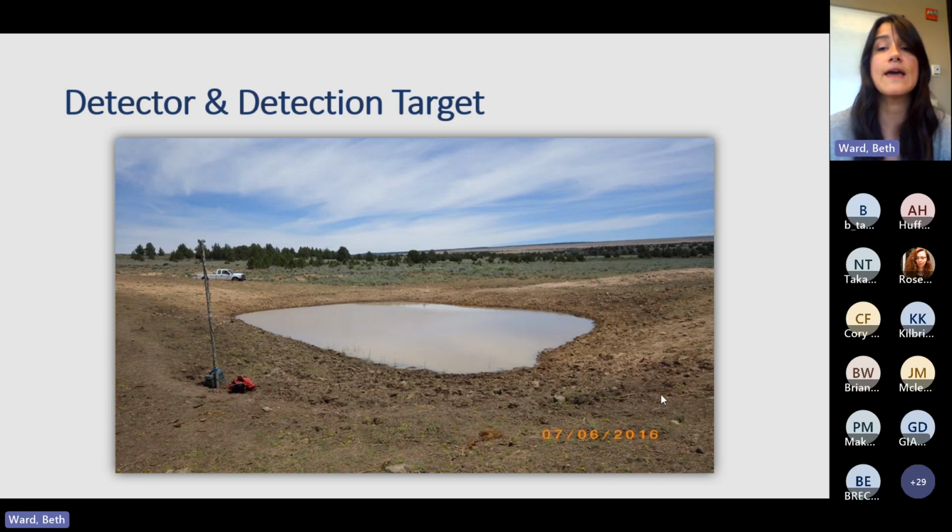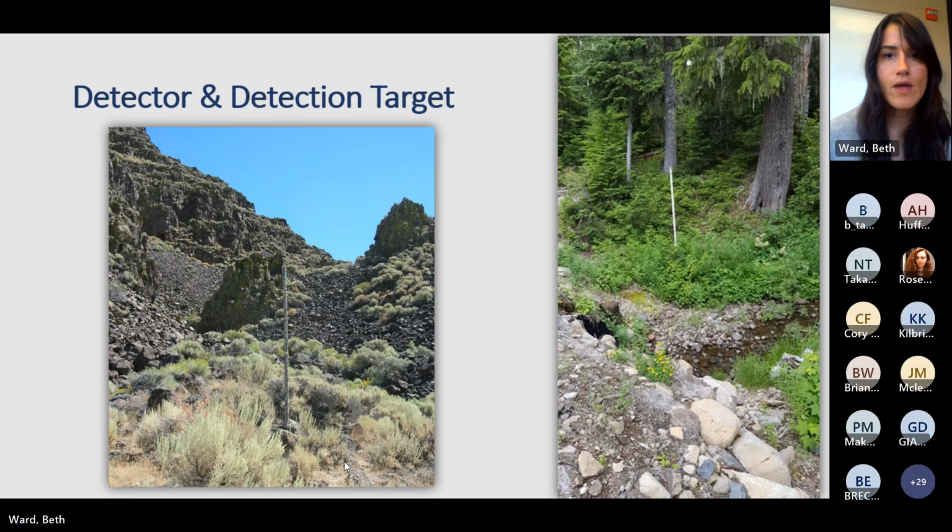And so to be able to look at habitat and detector location and link it with the call quality data is important to us. So here's a good example. You have detection target is this pond, and then you see your detector setup. You can tell the detector is set away from the edge of the pond. This is a good photo.